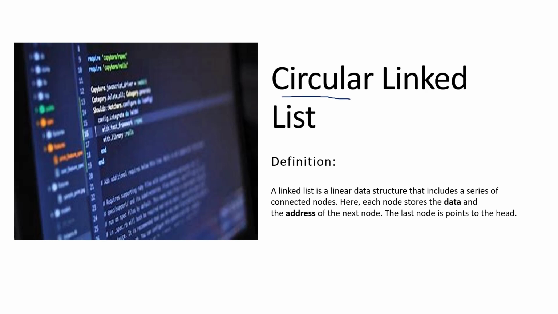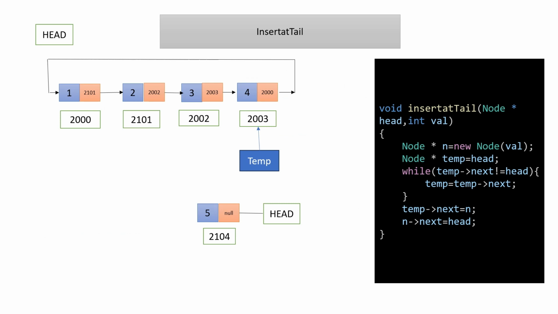So today we discuss the circular linked list. It is similar to the linked list we implemented in our previous videos. In our previous linked list videos, we pointed the last node to null. So there is a difference over here: the last node points to the head. Let's move forward. You can see that we are inserting a new node into our circular linked list, and our last node points to the head.